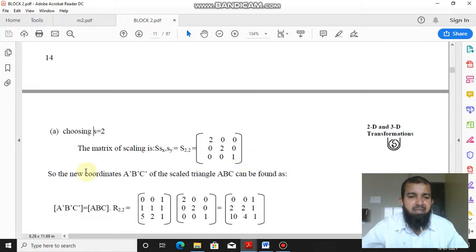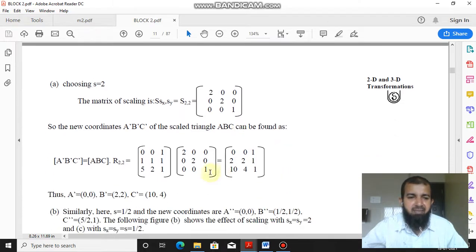2 2 1. The new coordinates A', B', C' of the scaled triangle ABC can be found as A'B'C' equal to ABC times S(2, 2). These are the A position, B position and C position, with 1 written simply. Then this is the scaling matrix, 2 0 0, 0 2 0, 0 0 1. Then you multiply: 0 into 2, plus 0 into 0, plus 1 into 0, you get 0. Like this you go on multiplying and you get these values.